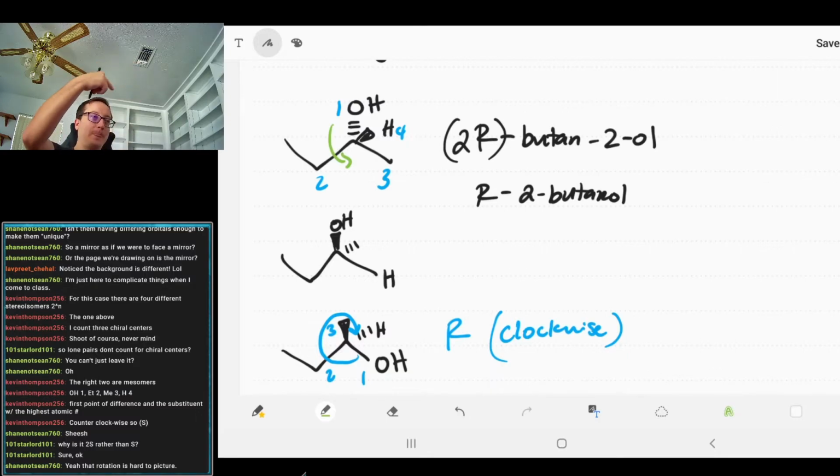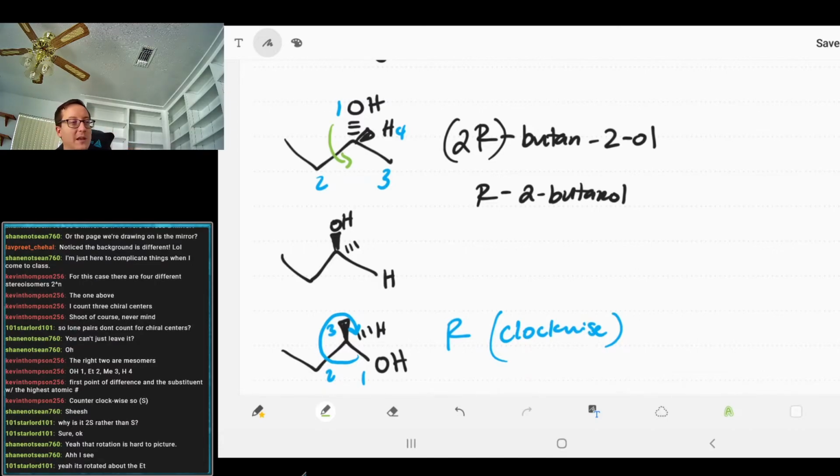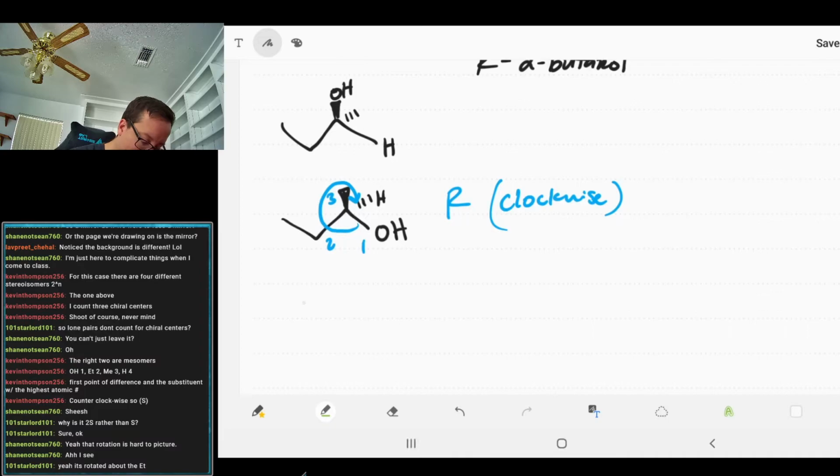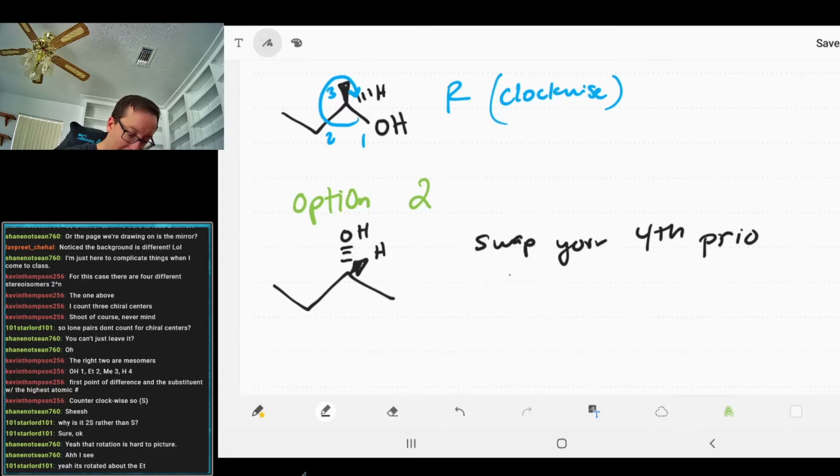So I've rotated that C-C bond this way. So I've rotated my oxygen, which was pointed in the back, I've rotated it forward. As a result, now I have it on the front. And then I rotated it again. And now it's pointing down. So it was in front, and now it's pointing down in the plane. So it's rotating around that ethyl group, yeah. So, tough to picture, but we have an easier way. Option 2 is you swap your fourth priority and whatever is on the dash.